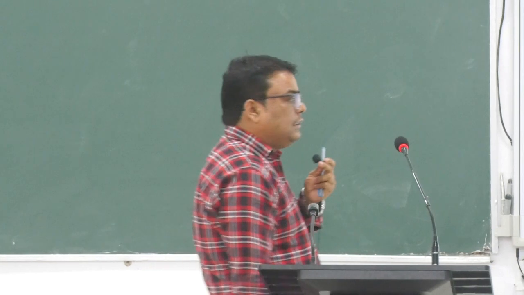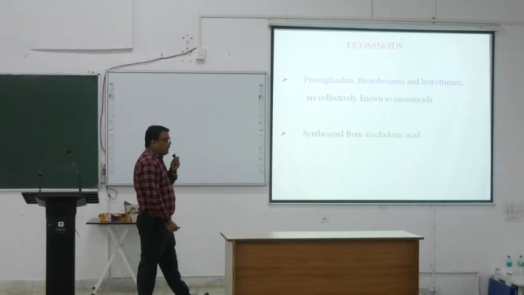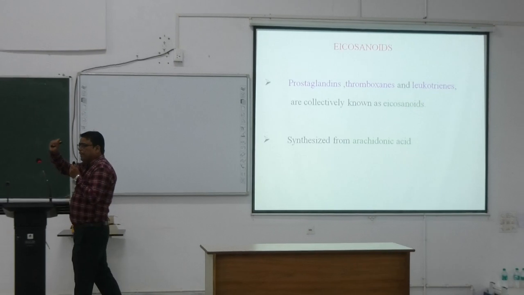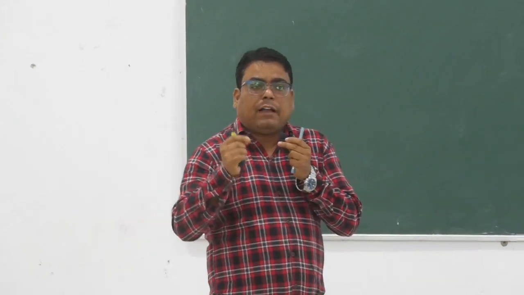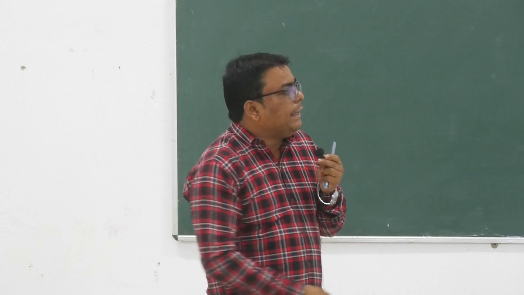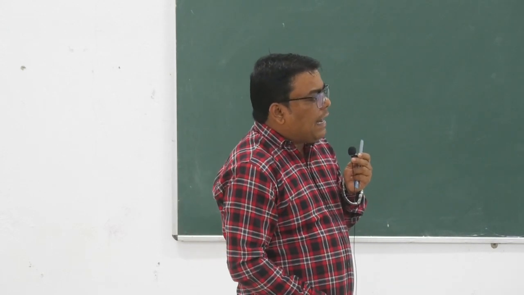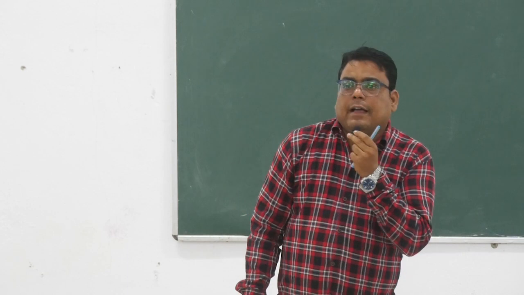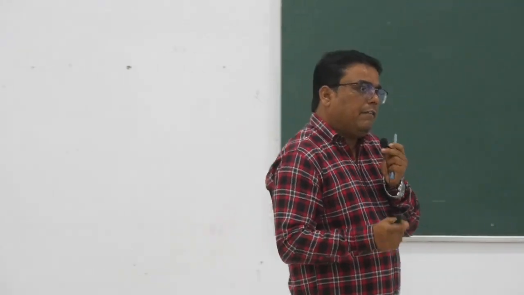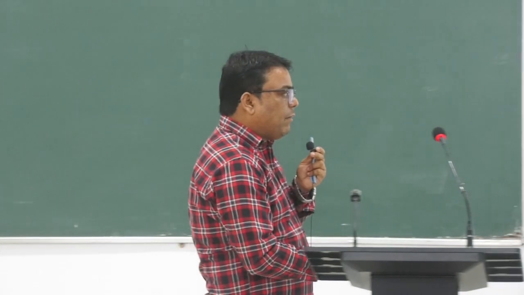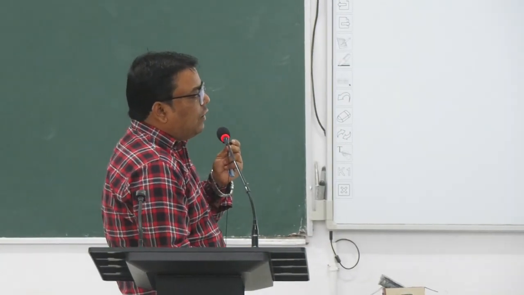Now, eicosanoids. This is a separate class of this classification. Eicosa means 20. The 20-carbon fatty acid molecules are called eicosanoids, and these are arachidonic acids. It is basically a free polyunsaturated fatty acid. The 20-carbon arachidonic acid is called eicosanoid.